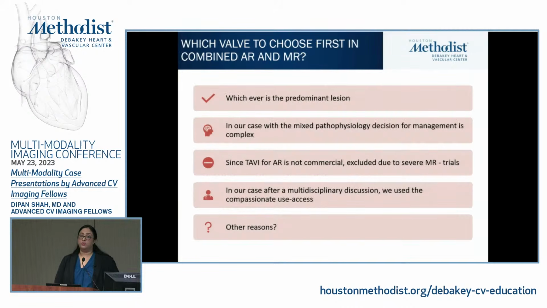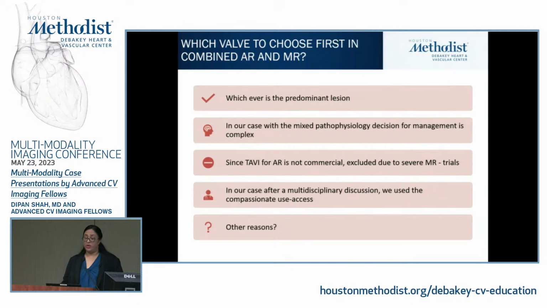Which valve do you choose to treat first when you have multivalvular disease? So whichever is the predominant lesion. In our case, the patient had severe aortic regurgitation and mitral regurgitation, and he was symptomatic. So the management decision was difficult. The way we thought it through was that patients who receive TAVI for aortic regurgitation are usually part of trials, and they get excluded if the MR is significant. So that way, you treat MR first.